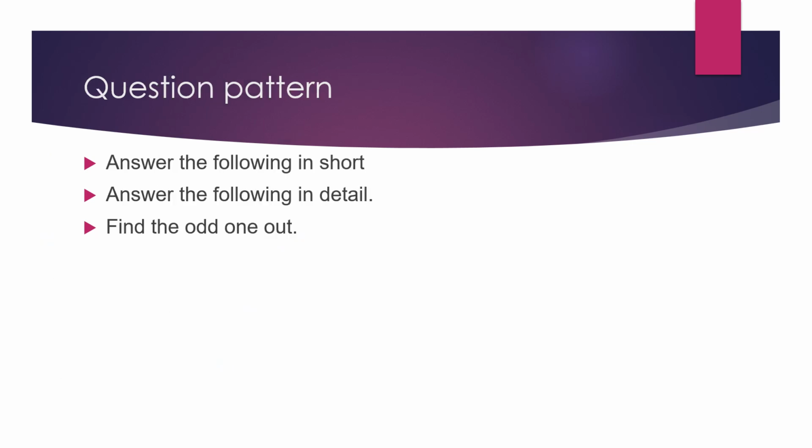Now next comes answer the following. This question pattern is answer the following in short, answer the following in detail, and find the odd one out. So this is all about this ecosystem. Mainly these types of questions only you'll get in ecosystem.